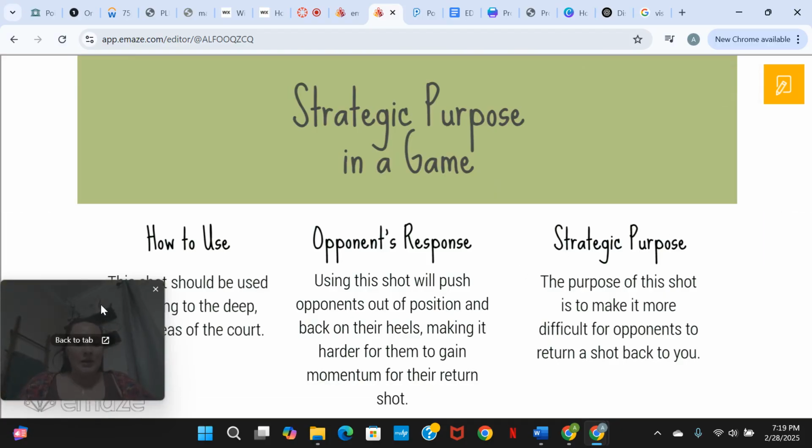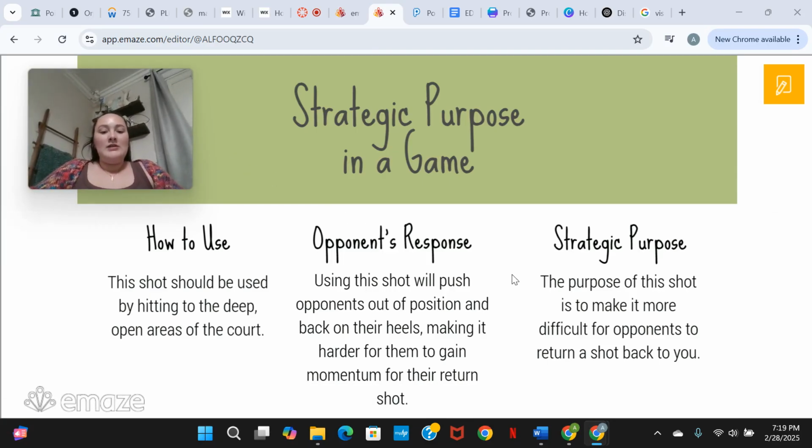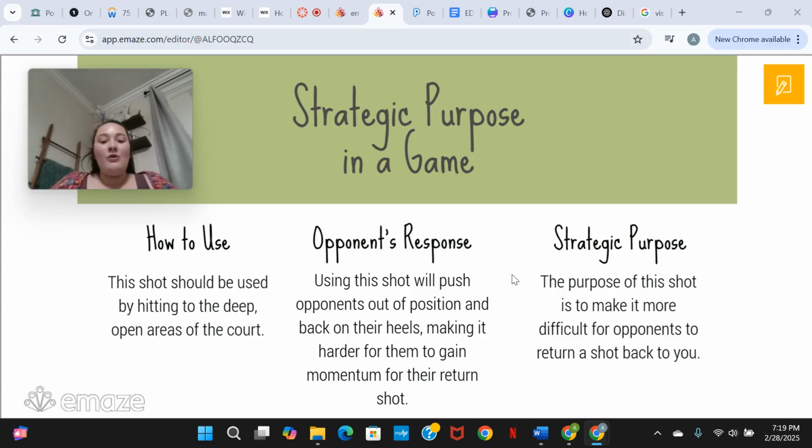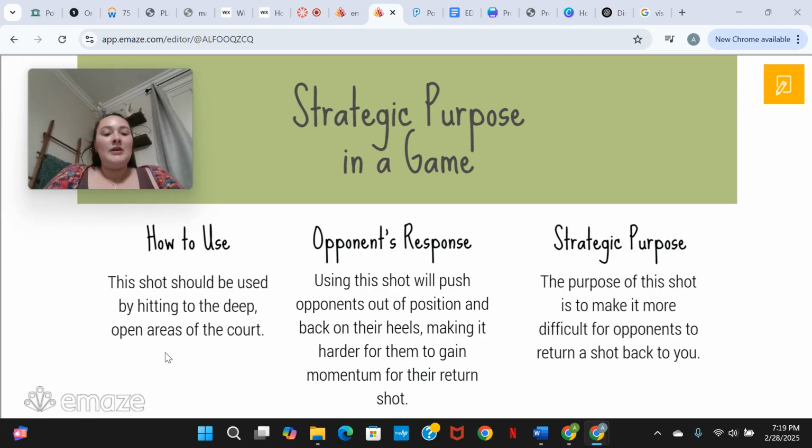Okay, now let's talk about the strategic purpose in a game. So, it's not only important to understand how to correctly perform an overhead clear, but also why to use it and when. So, in a game, you want to use this shot to hit deep into the open areas of the court. So this isn't going to be a shallow shot to the front of the court. This shot is used specifically to go high and deep to the back areas of your opponent's side of the court.